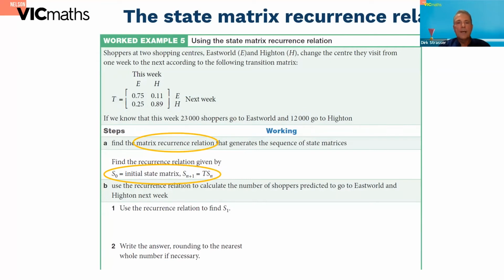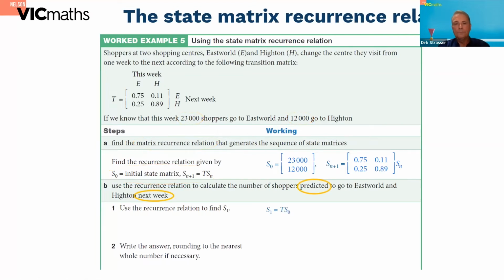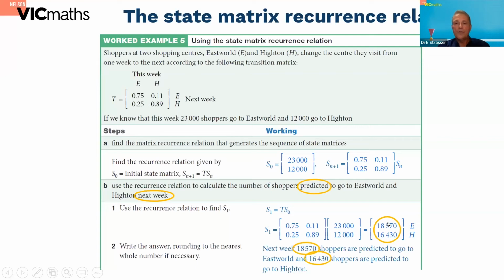So for example, here, in this worked example, they're asking for a matrix recurrence relation, and we've got the shopper scenario here where there's 23,000 going to Eastworld and 12,000 going to Highton. The initial state matrix is this, based on those two figures. Using the recurrence relation and the transition matrix, you get that. So now, to predict what happens next week, you want to find S1, substitute in and do the multiplication with CAS, and you get those two values. So therefore, you know how many shoppers go to Eastworld and how many go to Highton the next week.